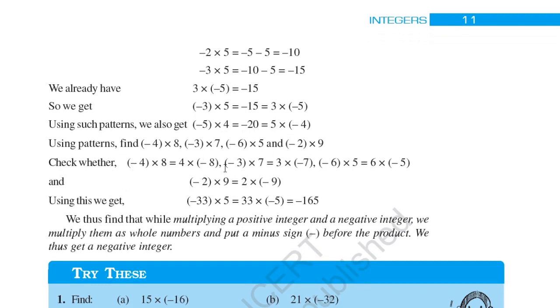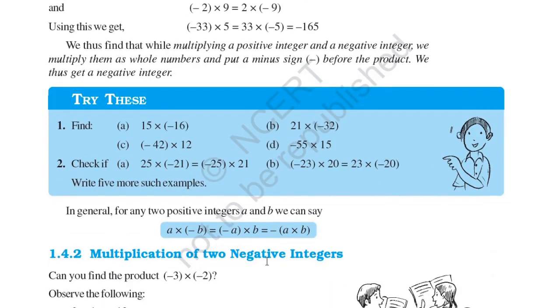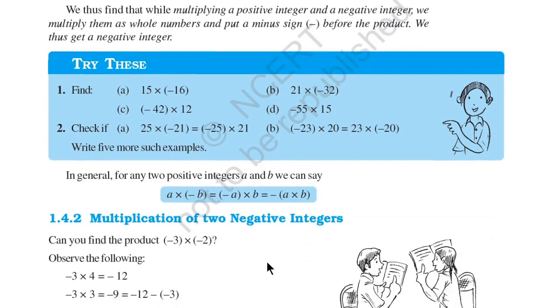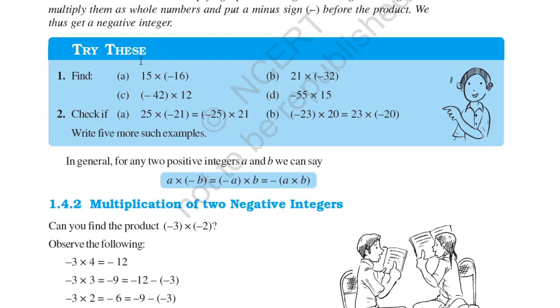We thus find that while multiplying a positive integer and a negative integer, we multiply them as whole numbers and put a minus sign before the product. We thus get a negative integer. So it is clear. You can try these examples. Very easy examples. You simply have to multiply these and put a negative sign in front of it. Here also the same thing. In general, for any two positive integers a and b, we can say a into minus b is equal to minus a into b, which is minus (a into b). So it is very clear.